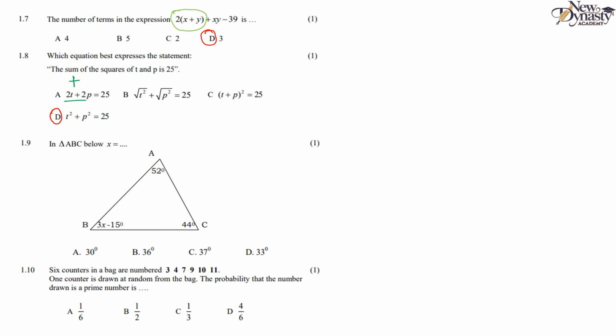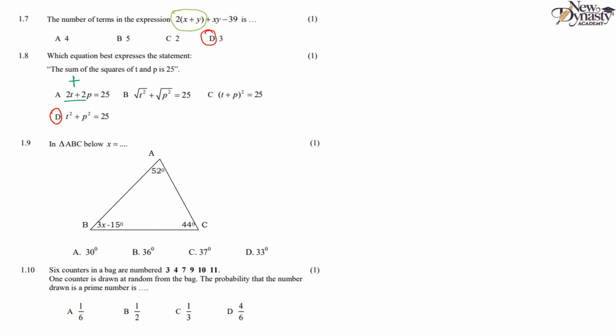Don't just read and just choose. You must read and make sure that you understand so that you can choose the correct option, because one would have gone for option C. As you can see, that is closely related to option B. And our option D here is also closely related to one of the theorems that we use, that is the Pythagoras theorem. Now moving on to question 1.9, it says: in triangle ABC below, x equals what?